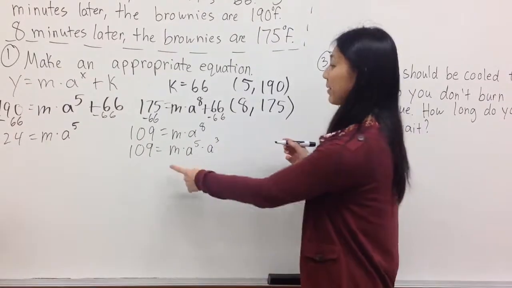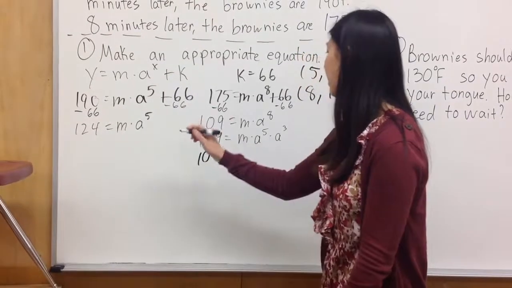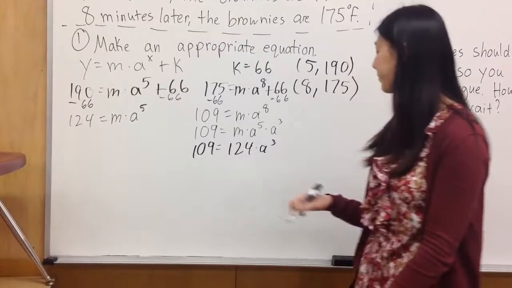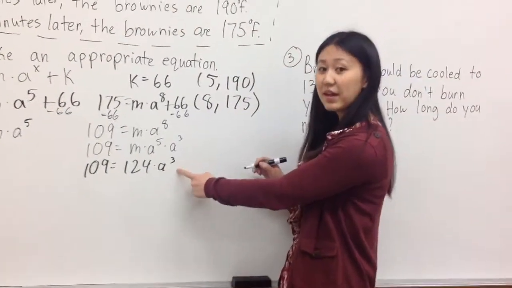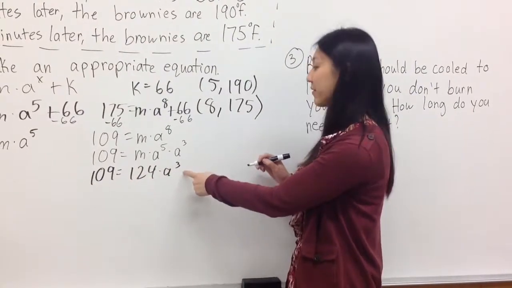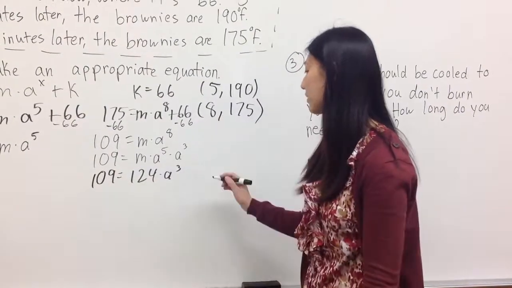Now I'm going to go ahead and make my substitution. So I have 109 equals, and that's going to be 124 times a to the third power. From here, I still need to find a. So at least now I only have one variable that I need to find. So I'm going to divide both sides by the 124 to get a by itself.